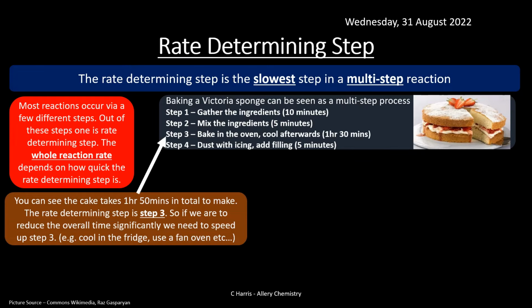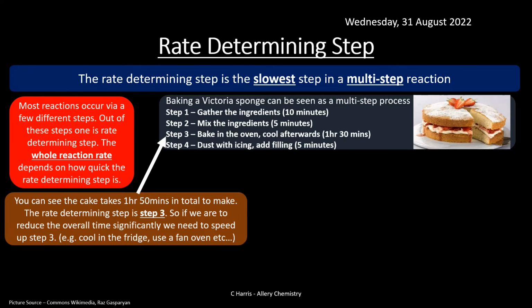So we can see here that the cake takes 1 hour and 50 in total to make. So that's the total amount of time to make the whole thing. The rate determining step is step 3, because obviously that's the slowest step. So baking in the oven and cooling afterwards takes the longest amount of time out of any of the other steps. So if we're to reduce the overall time significantly, we need to speed up step 3. That's going to be the key thing.